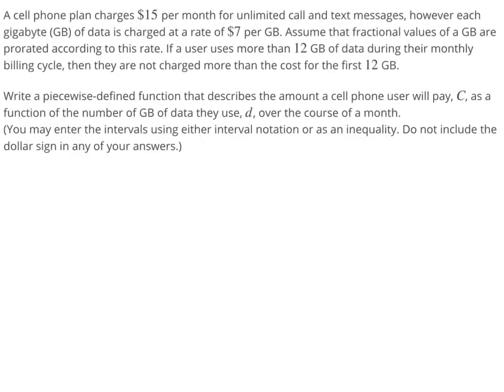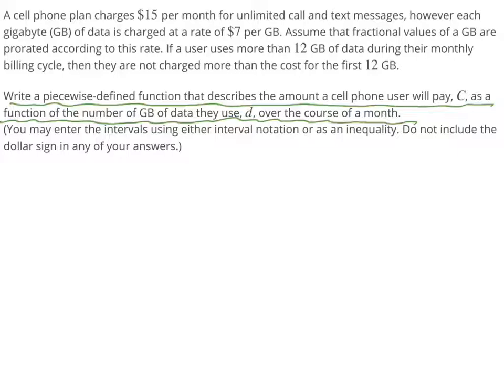So the situation we're given is this. It's a cell phone plan. In the first paragraph, it describes the plan and all the charges that you're going to get. And then in the second paragraph, it tells us what we have to do. It says we have to write a piecewise defined function that describes the amount a cell phone user will pay, C, as a function of the number of gigabytes of data they use, D, over the course of a month.